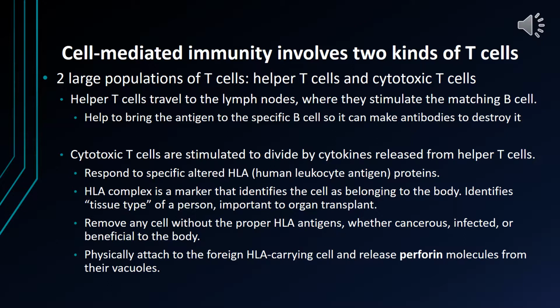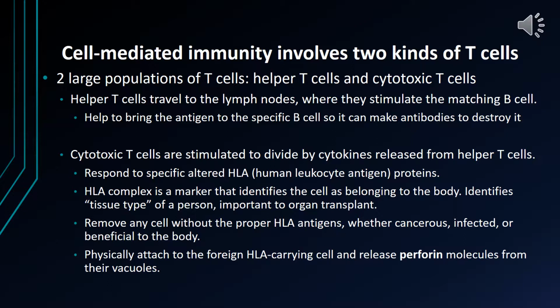Cell-mediated immunity includes two large populations of T cells, the helper T cells and the cytotoxic T cells. The helper T cells travel to the lymph nodes where they stimulate the matching B cell. They help to bring the antigen to this B cell so that it can begin making antibodies. And then there are the cytotoxic T cells, which are stimulated to divide by cytokines released from helper T cells.